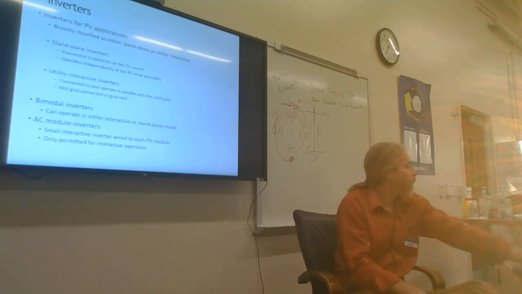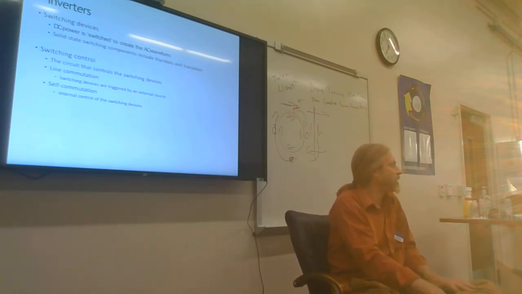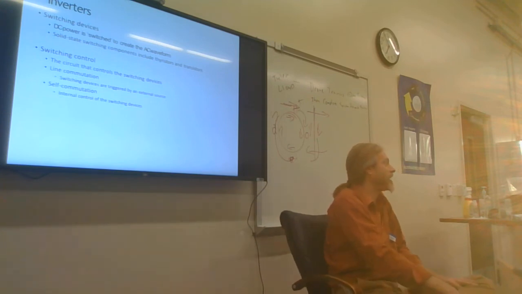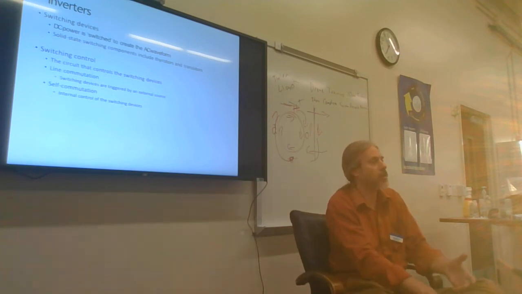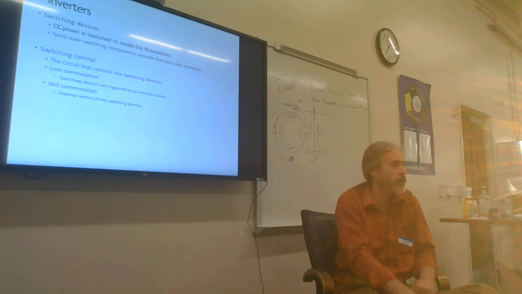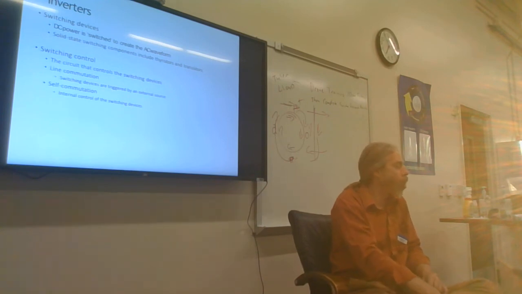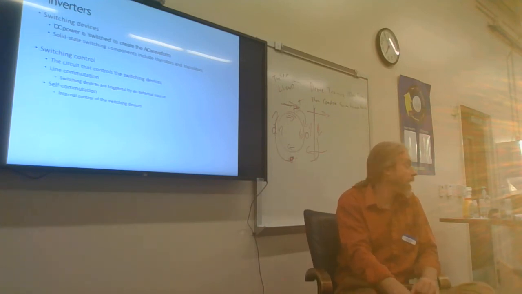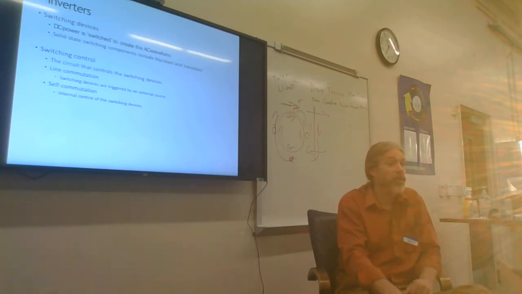So the switching devices inside of the inverter, DC power is switched to create AC waveforms. We're going to talk about how that switch works here in a few slides. An H-bridge is what it's referred to as, but it is a solid-state switching component that includes thyristors, transistors, and diodes. All right. The switching control, all inverters are either line commutated or self-commutated. Some inverters are smart enough to be both.